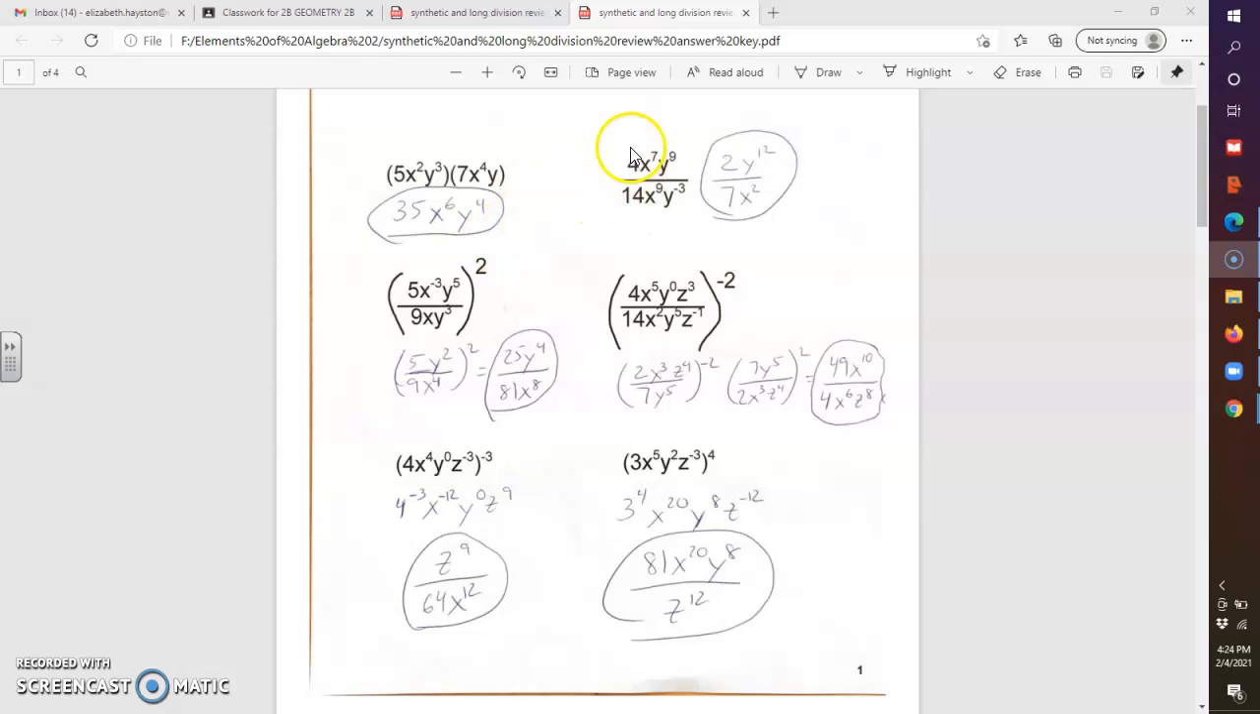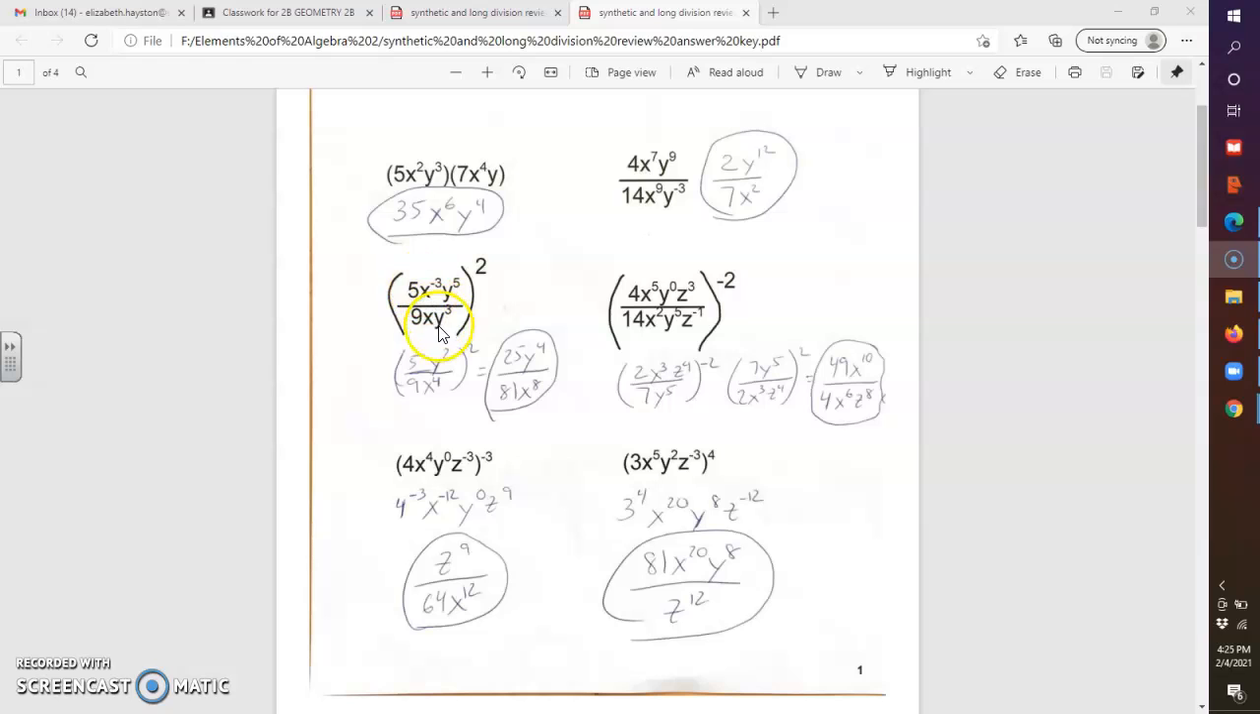The second one, we're going to reduce the coefficients because it's division. 4 fourteenths is 2 sevenths, and now we subtract. 7 minus 9 is negative 2, so the square goes on the denominator. 9 minus a negative 3 is 12, so the 12 goes in the numerator. We never leave negatives in our final answer. So my answer is 2y to the 12th over 7x squared.